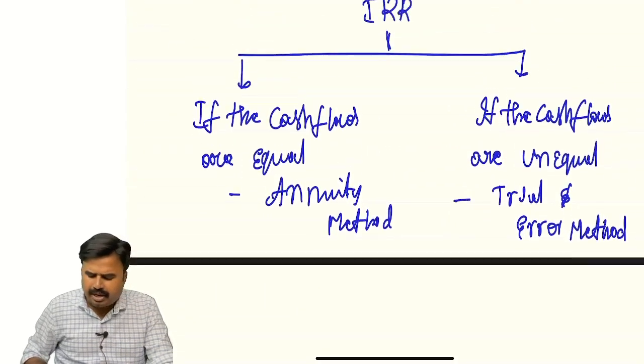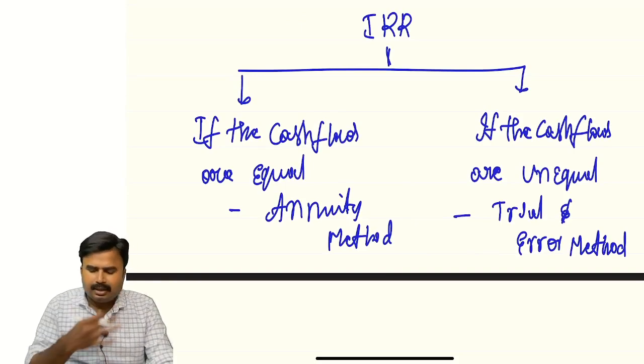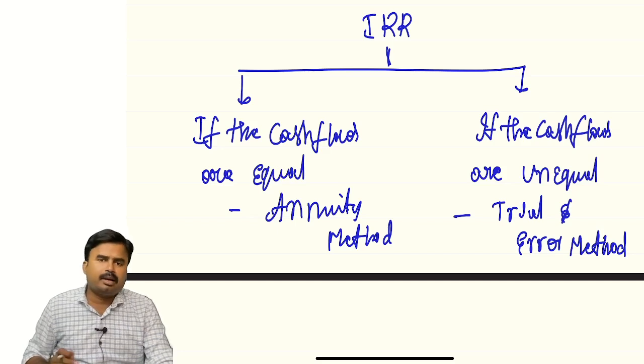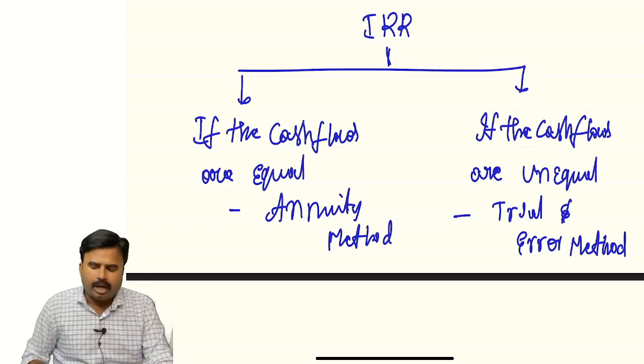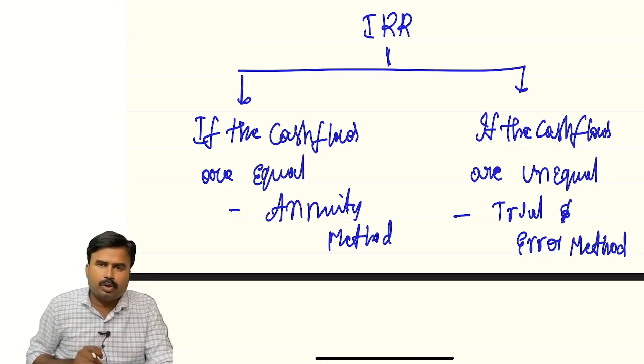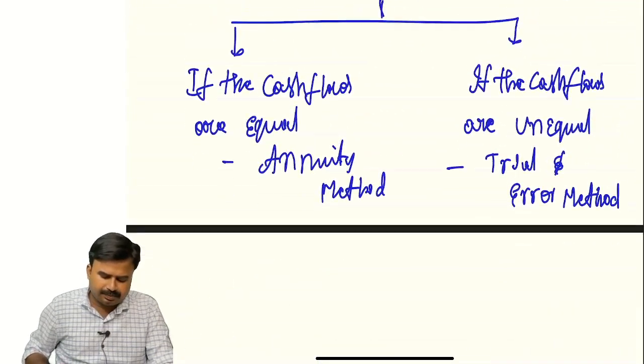So what is this annuity method and trial and error method? Annuity method is already covered at your CMA inter level, and we are going to cover trial and error method, and also while solving the remaining problems in the study material, I'm going to cover this annuity method also. Right now I'm not going to cover the annuity method, but I'm going to cover trial and error method first of all.